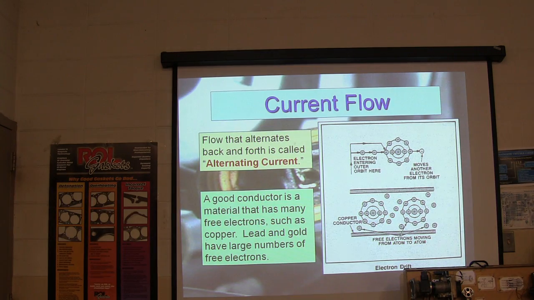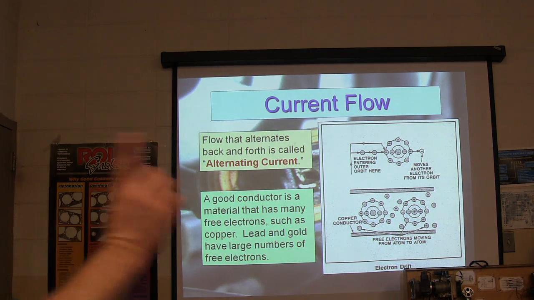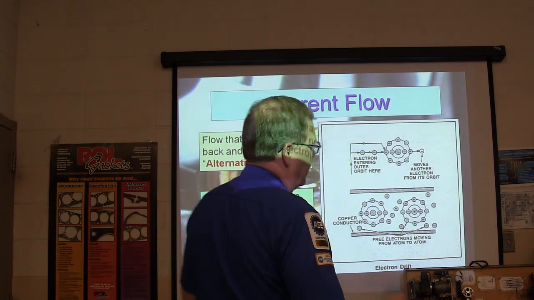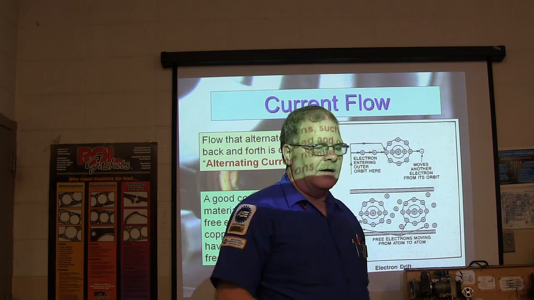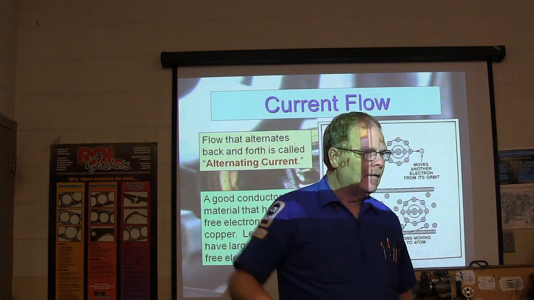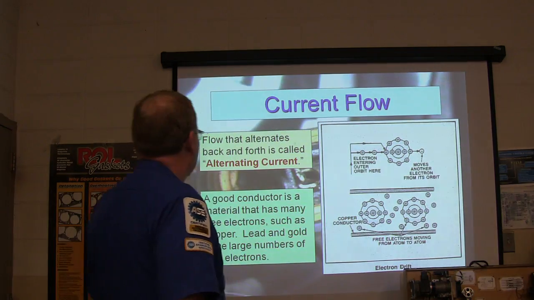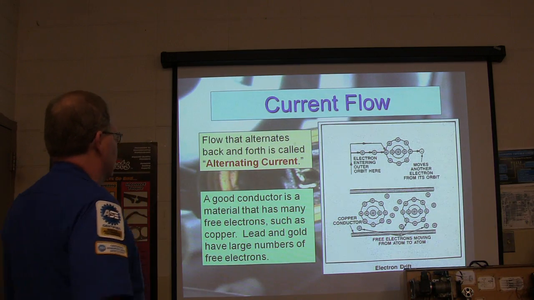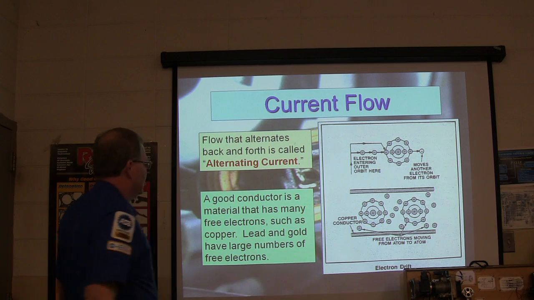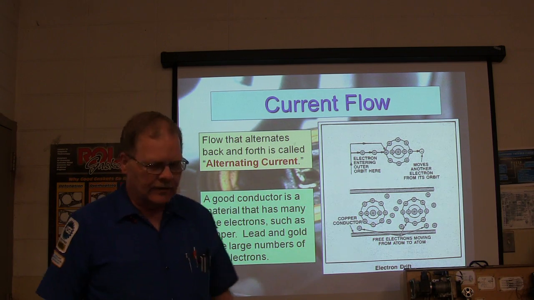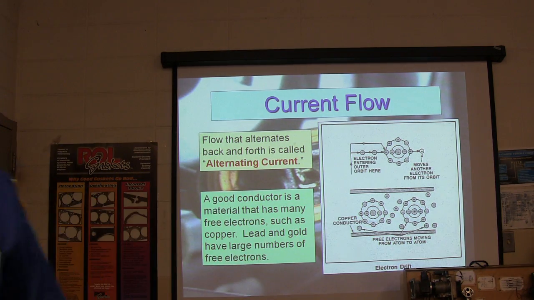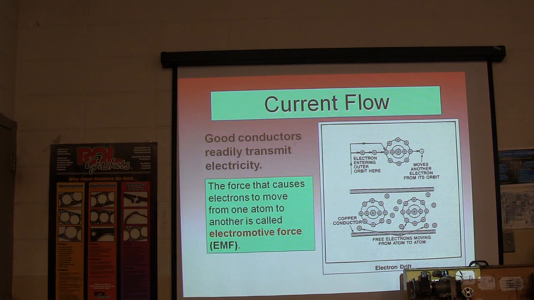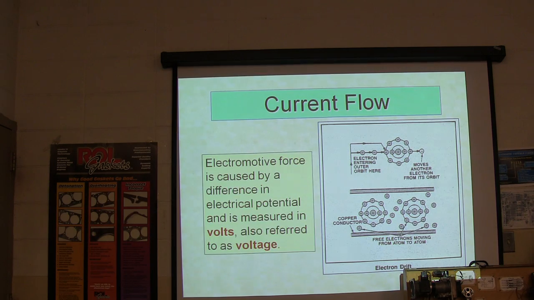All right. Direct current is when it's only flowing in one direction. That's like on your car or a battery or something like that. What's coming out of the wall is going back and forth. That's your alternating current. A good conductor is a material that's got a lot of free electrons: copper, lead, gold have large numbers of free electrons. What I mean by that is you've got them all able to move there. And they transmit electricity, that's not too hard.